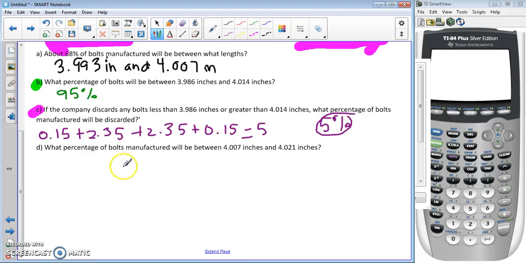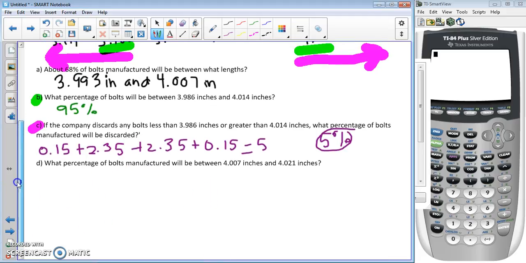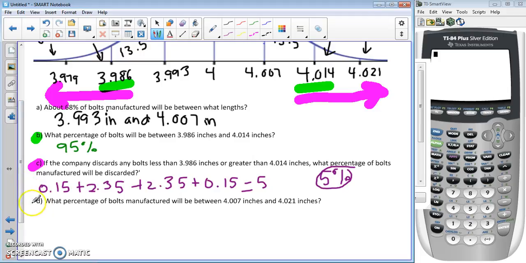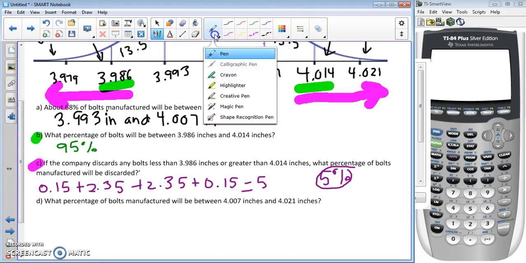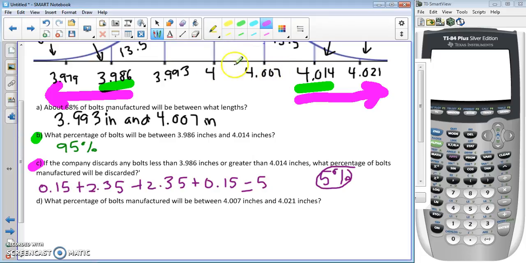So D asks what percent will be between 4.007 inches and 4.021. So again, I'm going to mark this here on my graph. So we're looking at between here, these two values, so between, right?